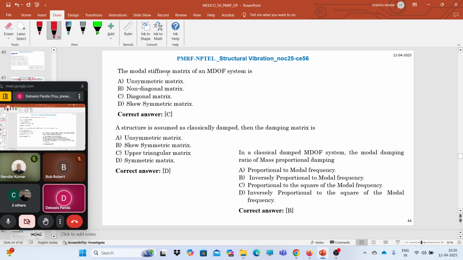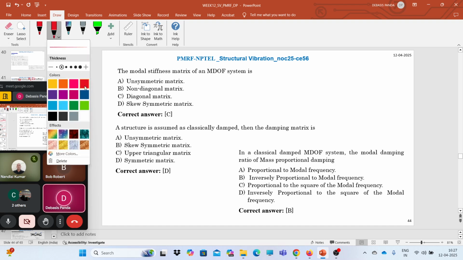Now tell me, the modal stiffness matrix of an MDF system is obviously diagonal. If a structure is assumed as classically damped, then the damping matrix is a symmetric matrix. And in a classically damped MDF system, the modal damping ratio of mass proportional damping. Look, mass proportional damping. What is mass proportional damping?